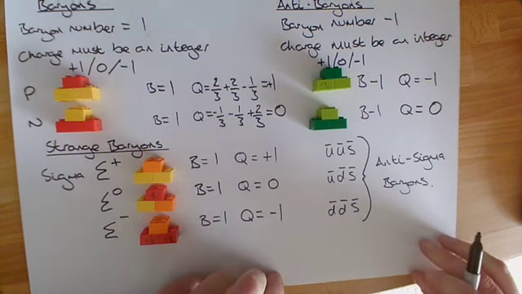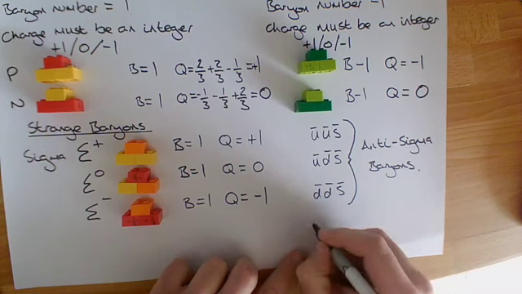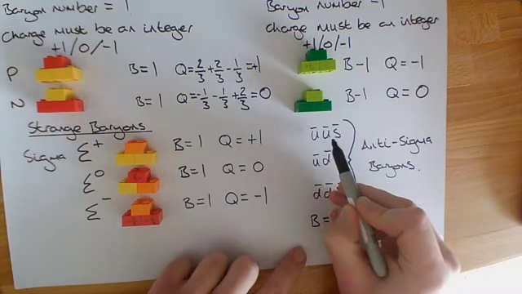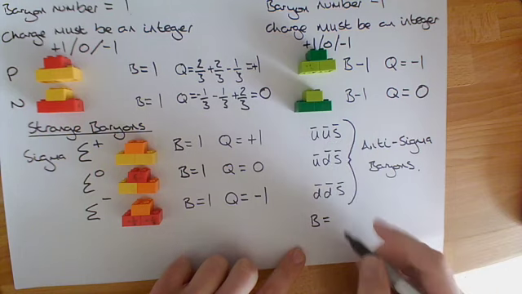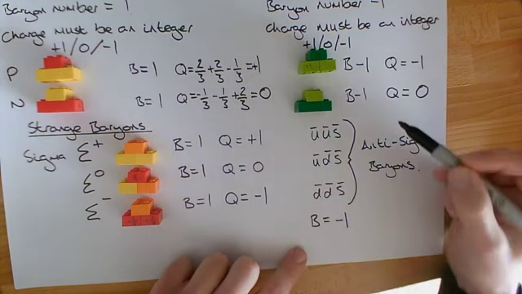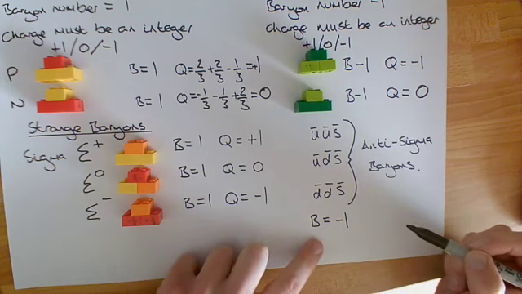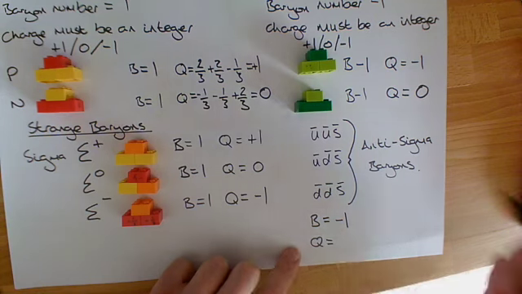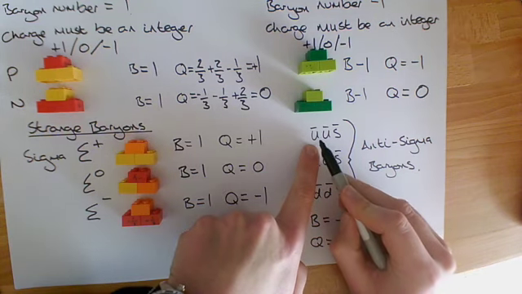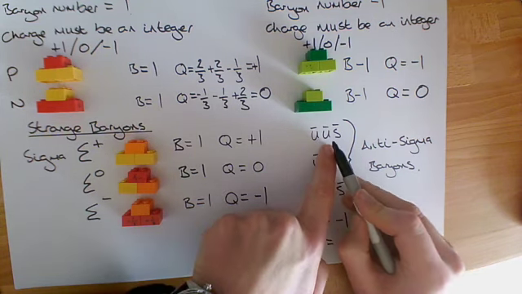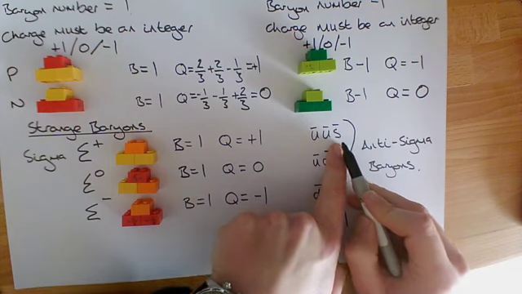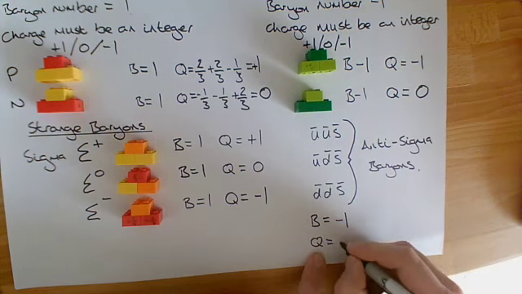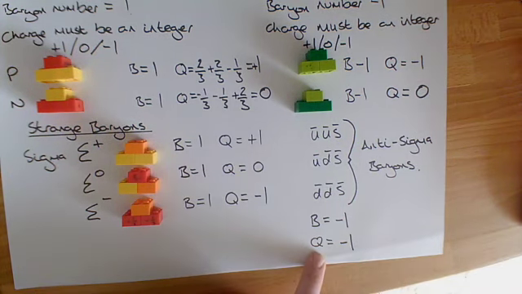And again, we can do our test. I'll only do it with one of them because I think you're starting to get the idea. The baryon number there is going to be -1/3, -1/3, -1/3. So the baryon number for these anti-sigma particles is -1. For the anti-sigma plus, the charge: an anti-up quark has got a charge of -2/3, -2/3, and the anti-strange quark has got a charge of -1/3. So the charge there would be -1.